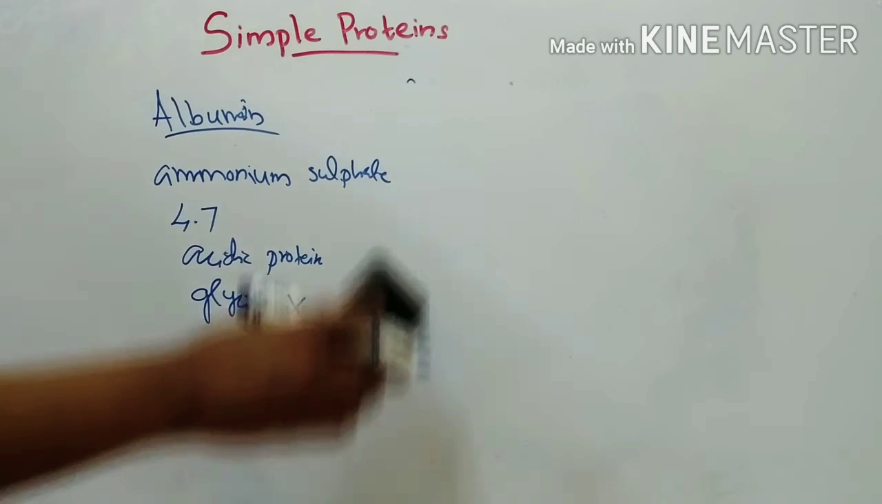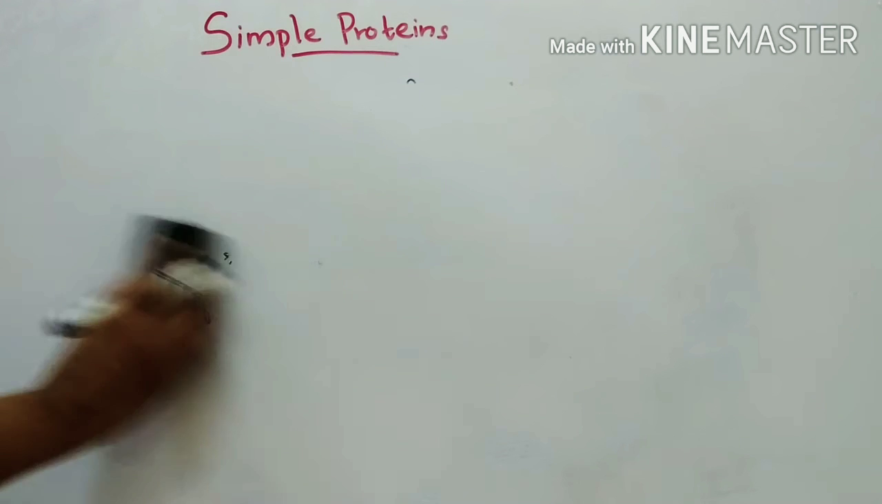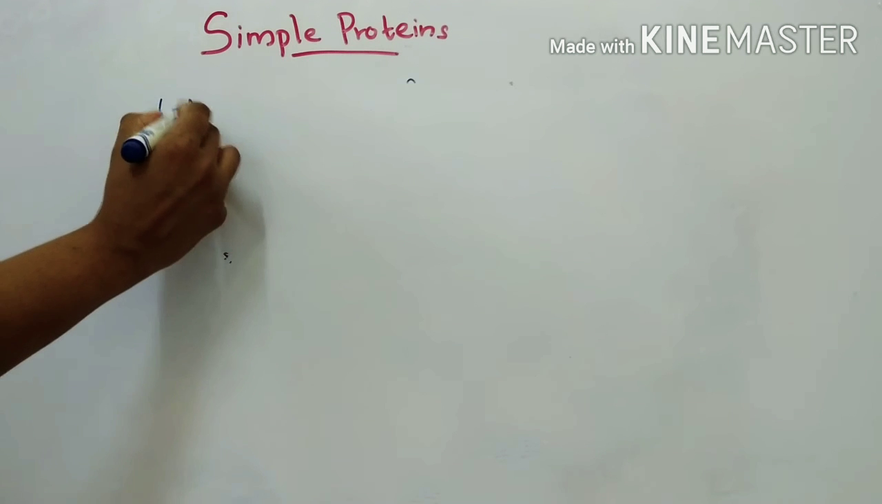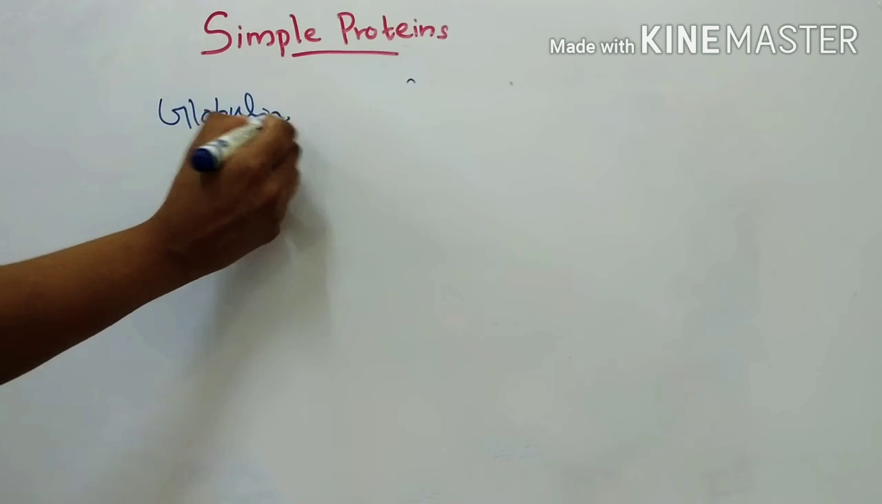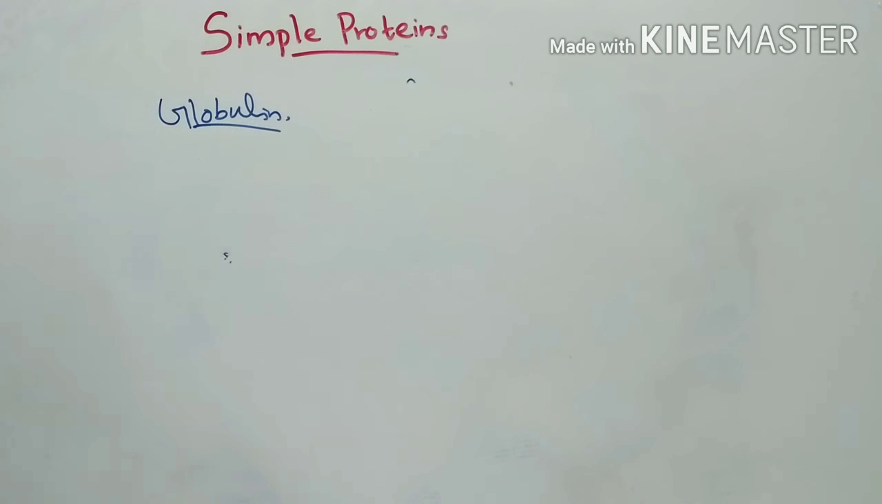Next simple protein is globulin. Globulins are insoluble in water but soluble in dilute neutral salt solutions. They are heat coagulable. They can be precipitated by half saturation with ammonium sulfate or by full saturation with sodium chloride.